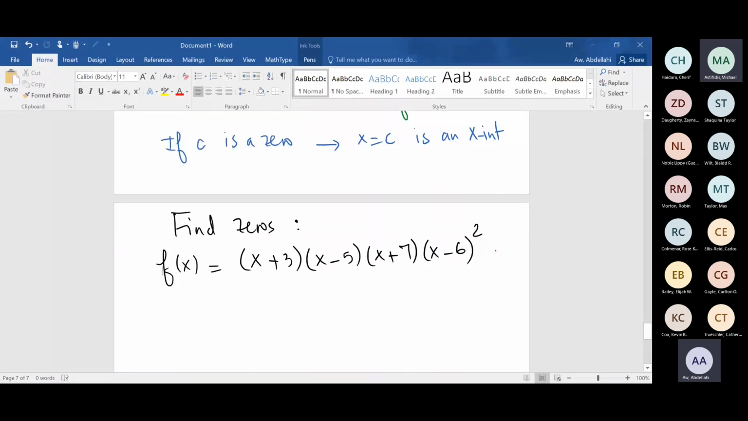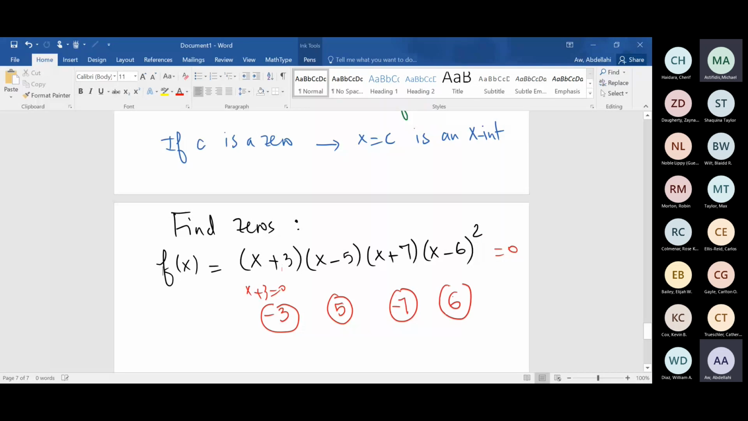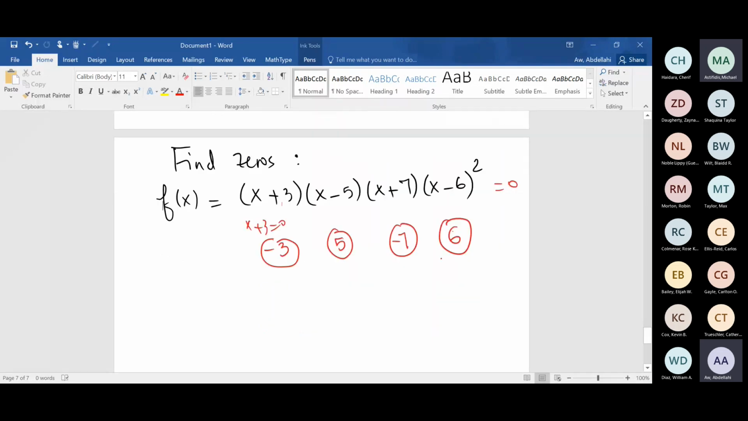We set it to 0 right here. You see, I have the complete factorization of my polynomial. I have just set each one of them equal to 0. So x plus 3 equals 0. How much is x? Negative 3, right? But since this is so simple, we can do it mentally. We don't have to set up, actually. x minus 5 equals 0, x is 5. x plus 7 equals 0, x is negative 7. x minus 6 squared equals 0. The square, does it change anything? It is outside, so it doesn't change anything. So x equals 6. So what are my zeros? The zeros are negative 3, 5, negative 7, and 6.